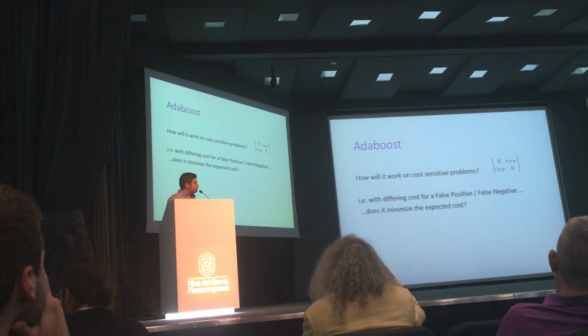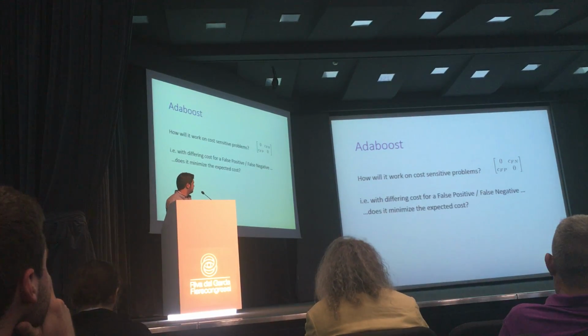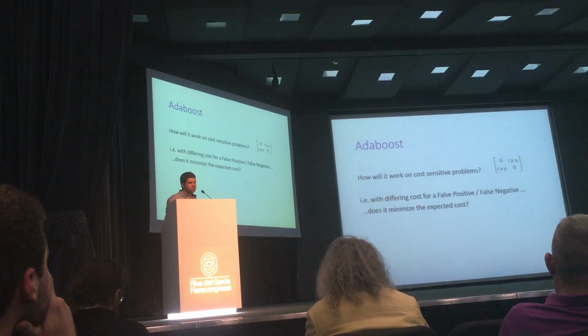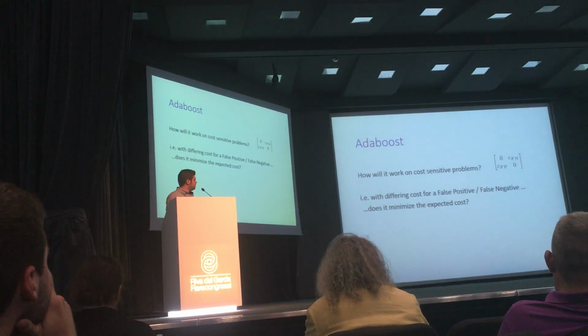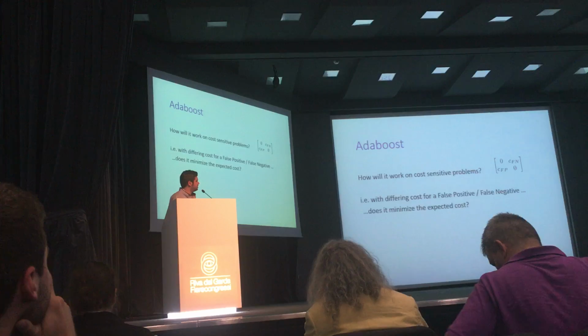So, the question now is, how should we adapt AdaBoost to a cost-sensitive setting? When we have different costs for false positives and false negatives, how can we modify the algorithm in order to minimize the expected cost? How can we make AdaBoost cost-sensitive?